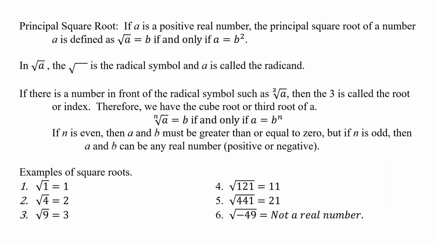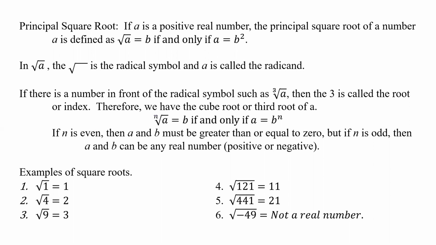Now, in the square root of a, the sign is called the radical symbol, and the a underneath the radical is called the radicand. Now, if there's a number above, in front of the radical symbol, that's going to be the root. Depending on what number is there, that's the root it's going to be. So 3 in this case is going to be the third root, so we're going to take the cube root of it. And any value of n we can plug in here.